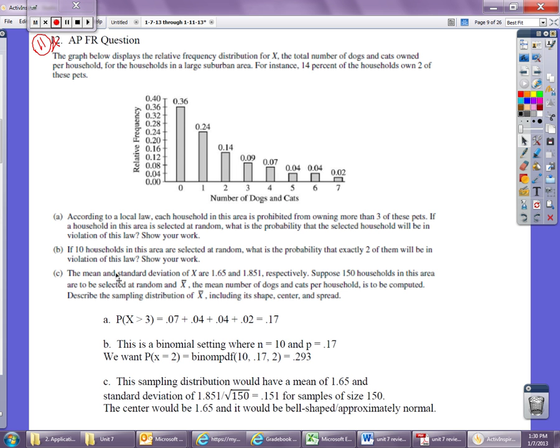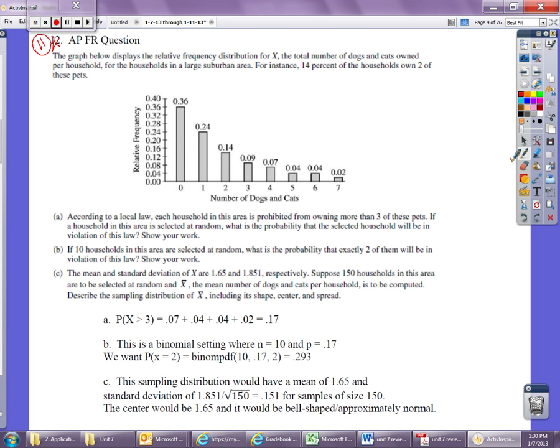So for letter C, it says the mean and standard deviation of x are 1.65 and 1.85 respectively. Suppose 150 household areas are to be selected at random, and x bar, the mean number of dogs and cats per household, is to be computed. Describe the sampling distribution of x bar, including shape, center, and spread.